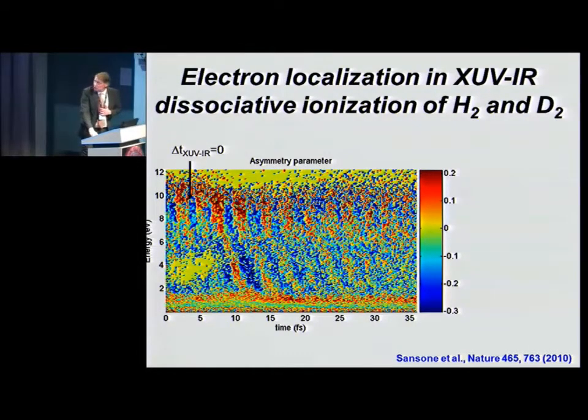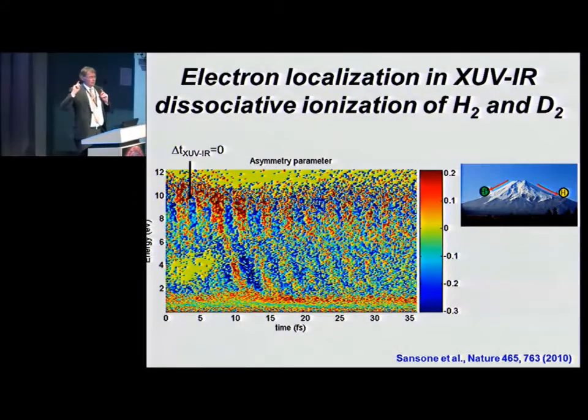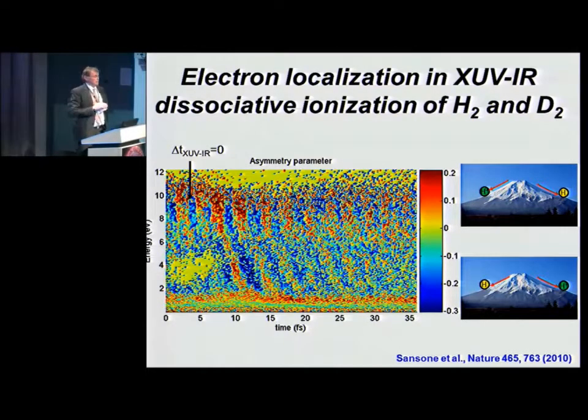So red in this curve means that the H plus is flying predominantly towards the left and that the H is flying towards the right. And blue in this curve means that the H plus is moving towards the right and that the neutral H atom is moving towards the left. And what you can see is that as we vary the time delay between the XUV and the IR, between the attosecond pulse and the moment that we make our observation, this preference is going back and forth. Sometimes the H plus flies towards the right, sometimes it flies towards the left.